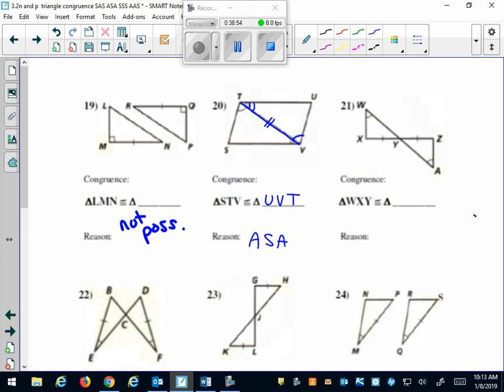For number 21, the one thing you can mark is the vertical angle pair. That's all. Now cover up one triangle at a time. There's 2 angles and a side, but this time, is the side between the 2 angles? No. So we have AAS.